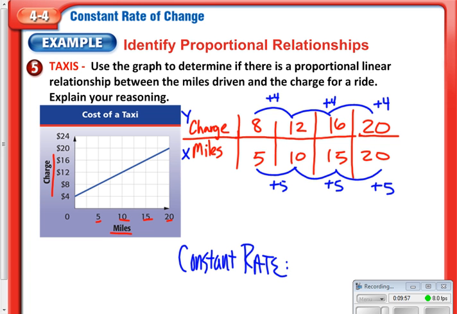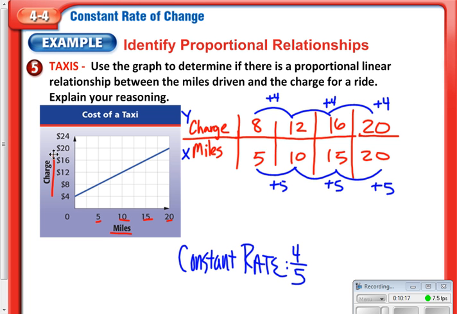And that's how we write our constant rate of change. So the change on top goes by 4. The change on the bottom is 5. And it's increasing, so it's positive. So your constant rate of change is 4/5. Basically what that is telling you is a charge of 4 for every 5 miles.